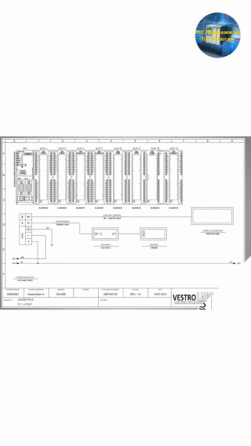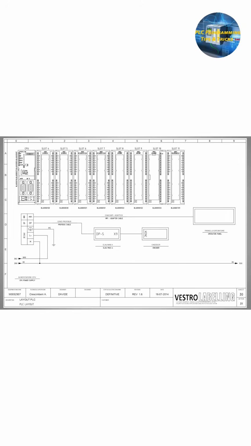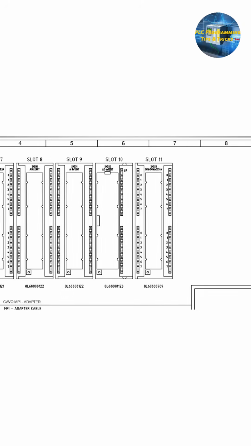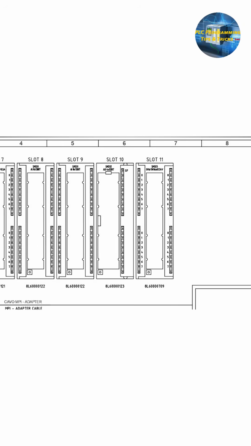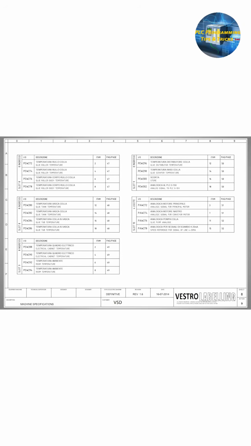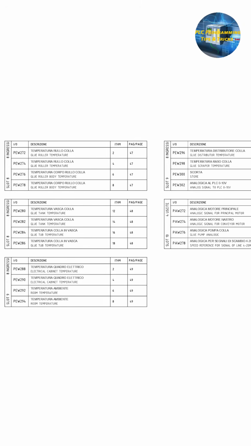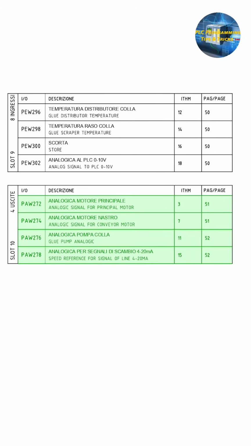We will go back to the PLC layout diagram. Here you can see the analog output card with 4 analog outputs is installed at slot number 10 of the rack. To see the details of this card, we will go to sheet number 8. On this sheet, all analog input and output cards are mentioned. We will see the slot number 10 card. This card has 4 analog outputs.